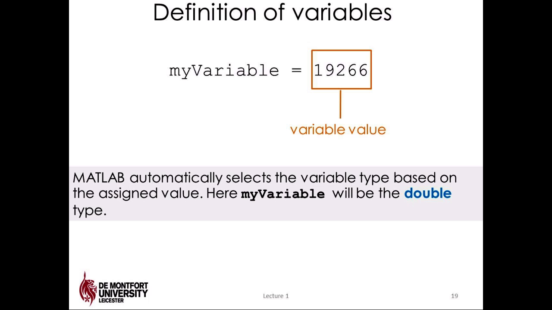So this is a variable value, and I want to highlight that you do not need to specify the variable type. In other programming languages such as C, when you define a variable, you need to say what type of data it is. But in MATLAB, it automatically selects the variable type for you. This is a numerical value. As I mentioned previously, the default data type will be double precision, a floating point number.